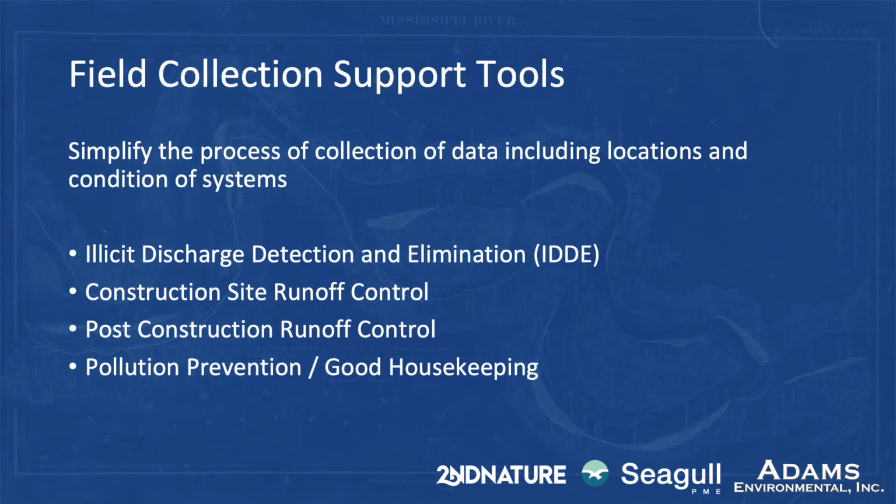With current GPS technology and applications, it's become a whole lot easier to collect data, including locations and conditions of systems. You can capture any sort of attribute you want nowadays. You create a sort of database in the office, and then when you get out in the field, you can fill in that information on the fly. This can be used for such applications as illicit discharge detection and elimination, construction site runoff control, post-construction runoff control, and pollution prevention or good housekeeping.